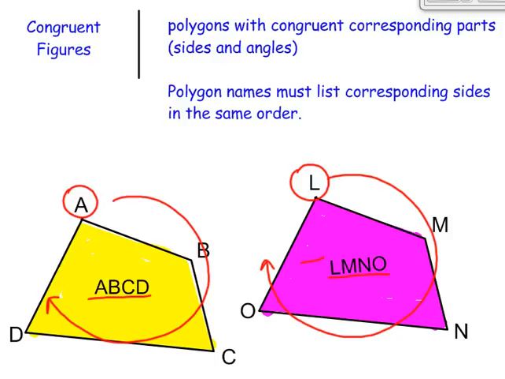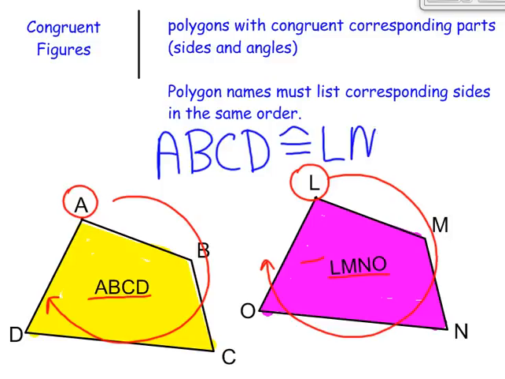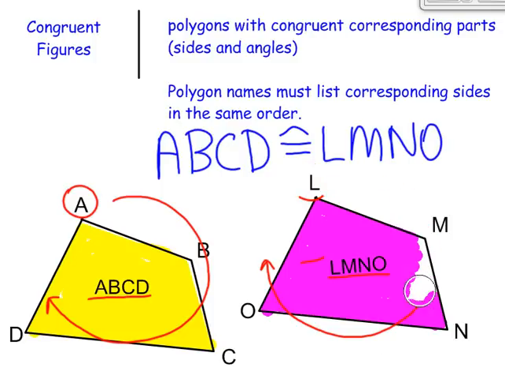How do we do that? Well, we'd write ABCD is congruent to, there's our congruent symbol, LMNO. Now, there's a lot of information contained in this simple statement right here.